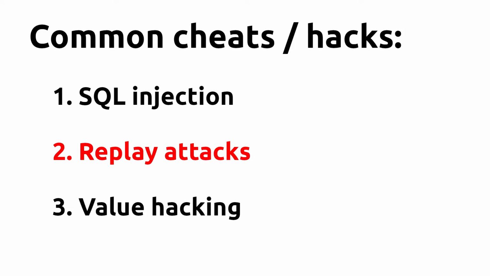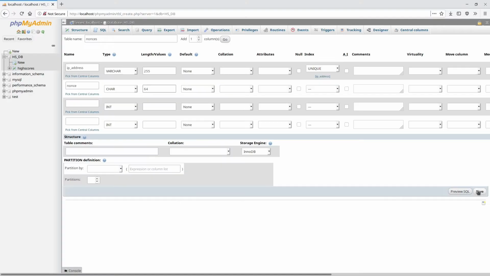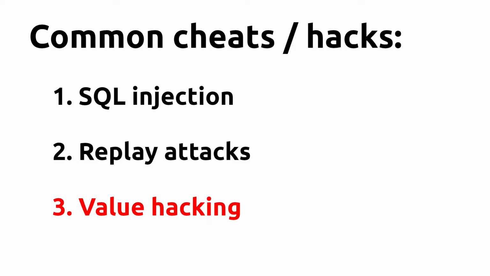Replay attacks are another one. This is where the user effectively copies the message sent to our server and manually sends it multiple times. This can allow them to make multiple score entries, among other things. This is where our permission slip feature will come in handy. Lastly is simple value hacking. We don't want them changing the value of their score manually before the message gets sent to the server.